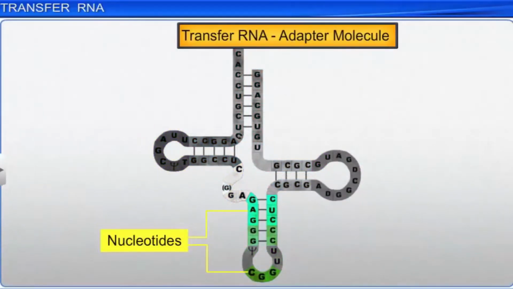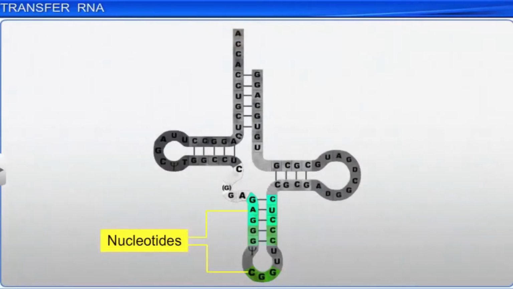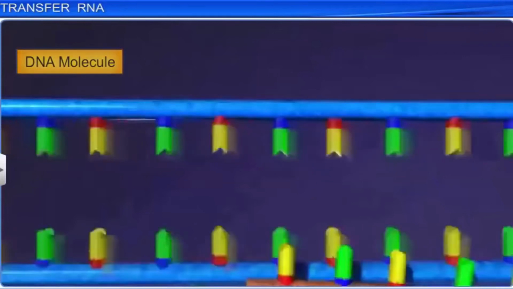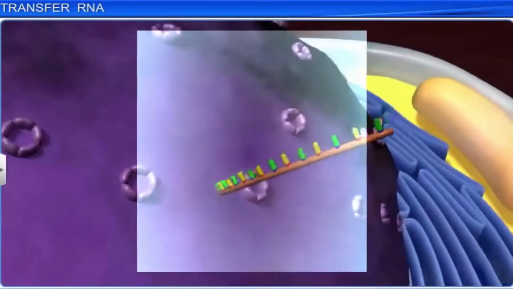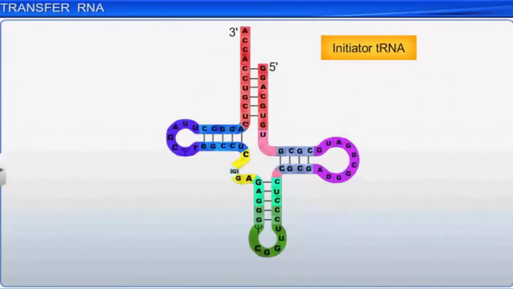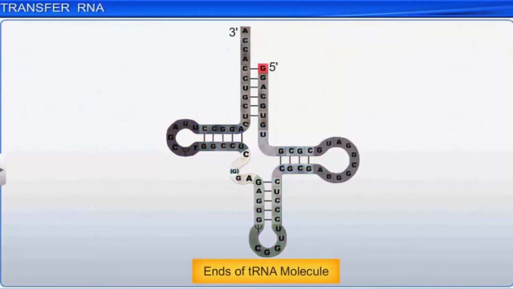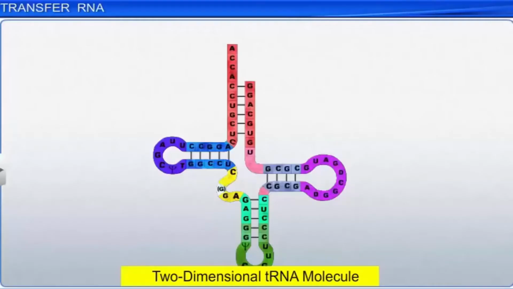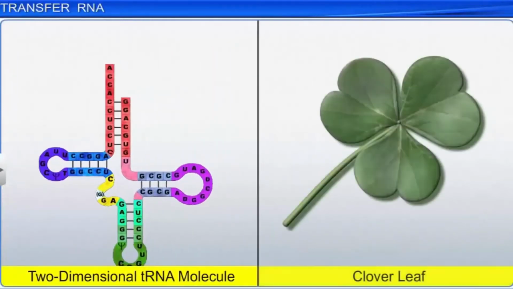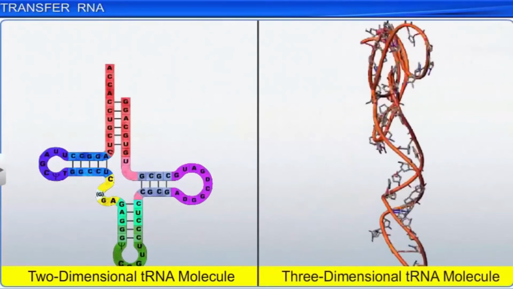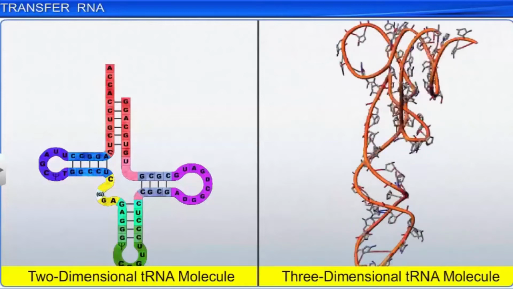Synthesized from a DNA molecule in a process similar to the synthesis of mRNA, tRNA is soluble in 1 molar NaCl and is hence known as soluble RNA or sRNA. Each tRNA has G at its 5' end and CCA at its 3' end. Interestingly, tRNA takes the shape of a clover leaf when examined as a two-dimensional structure, whereas it looks like an inverted L-shaped molecule in a three-dimensional structure.